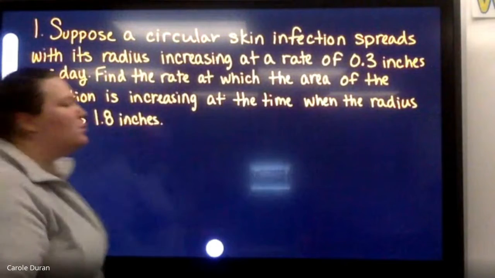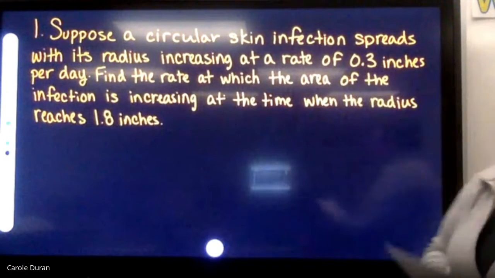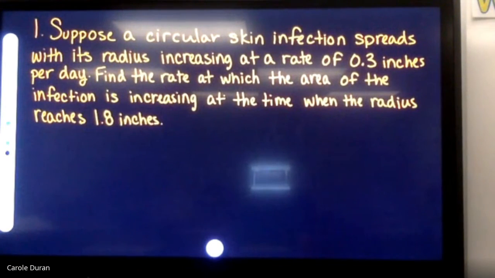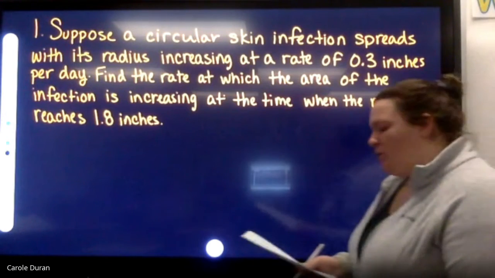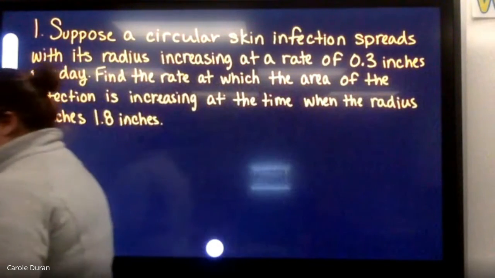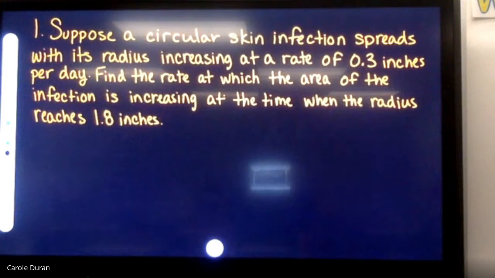Okay, so problem number 1. Suppose a circular skin infection spreads with radius increasing at a rate of 0.3 inches per day. Find the rate at which the area of the infection is increasing at the time when the radius reaches 1.8. We're looking for a rate here. Rate of change. 0.3. That's the radius. The radius is increasing.